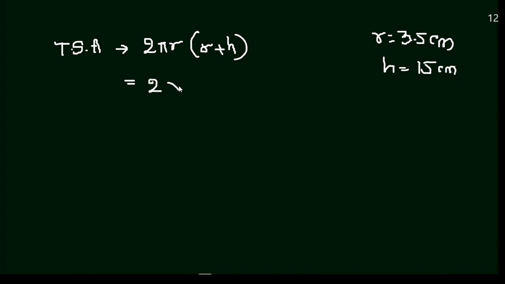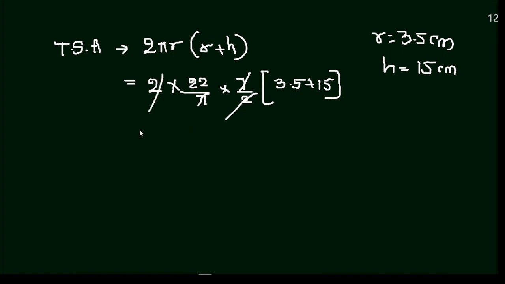Then 2 into 22 by 7 into r. r we can write as 7 by 2, right? 3.5 is nothing but 7 by 2. And again this is 3.5 plus 15. Now 7, 7 and 2 get cancelled. Remaining is 22 into, so 15 plus 3.5 is nothing but 18.5.